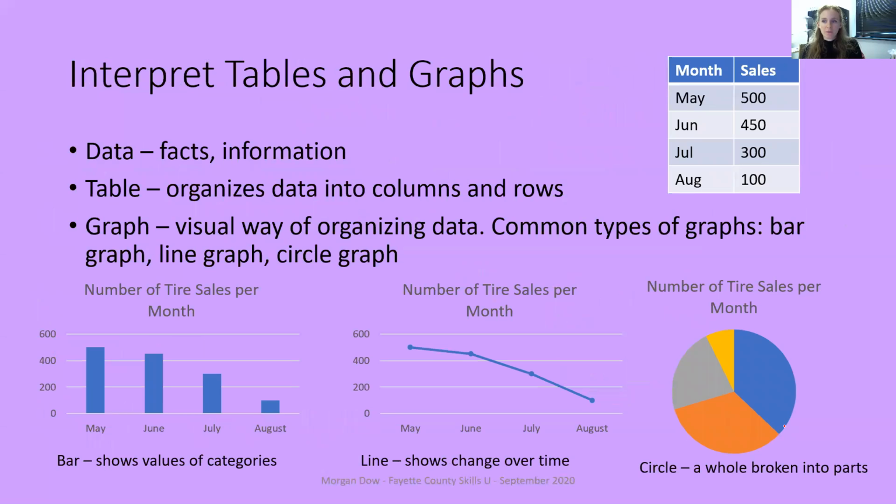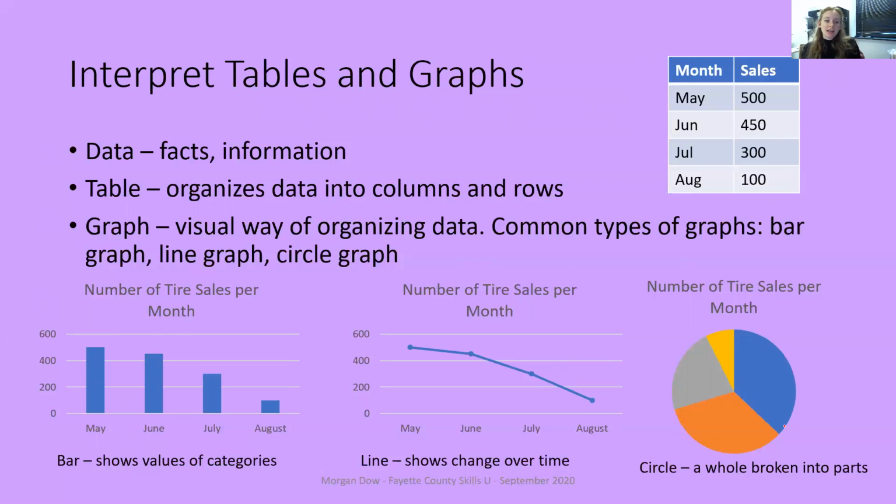All right, so next thing we're going to talk about is working with tables and graphs. So interpreting or understanding tables and graphs. A few pieces of vocabulary here. You might hear the word data when we are talking about tables and graphs. Data is just another word for facts or information. A lot of times it involves numbers, but it doesn't have to. Data really just means information.